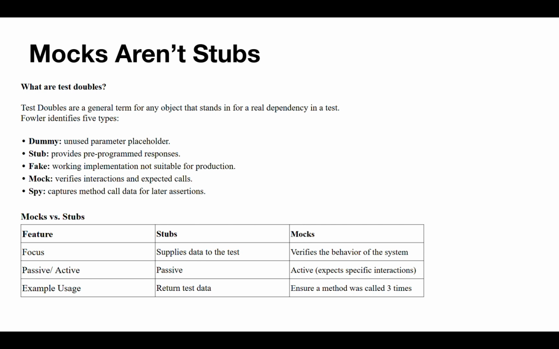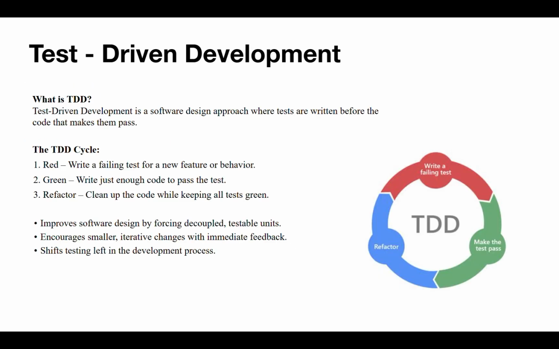Now the differences, mocks versus stubs, as shown here on the chart. Stubs supply data to tests; they are passive and return test data. Mocks, as we said, verify the behavior of the system; they are active and ensure a method was called at least 3 times.